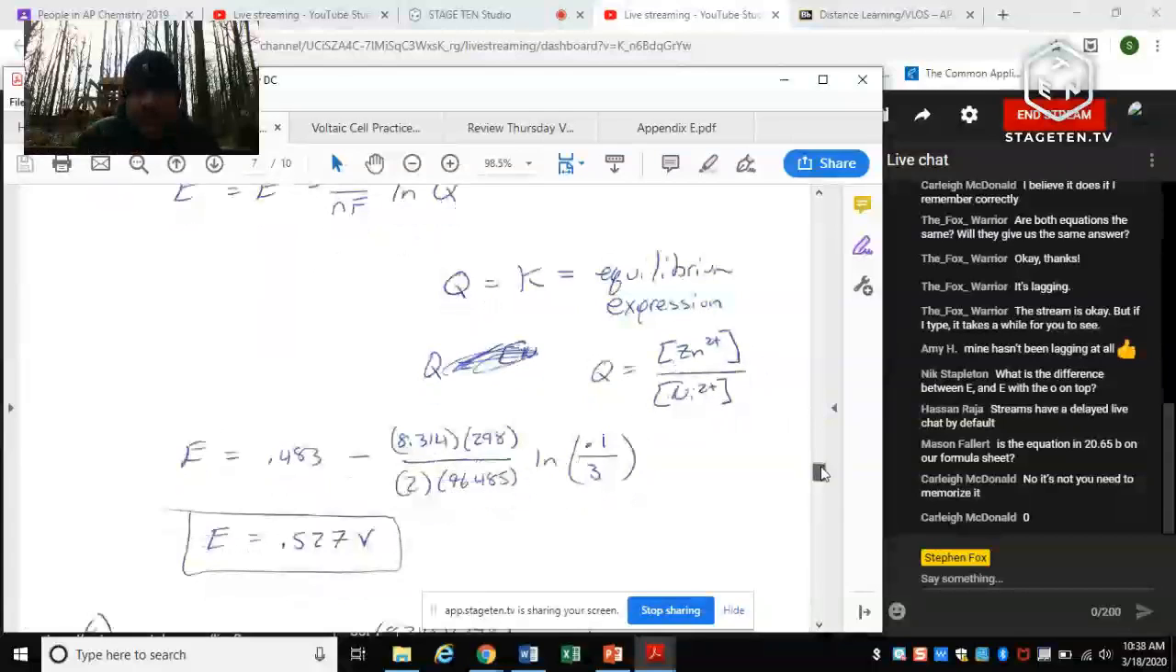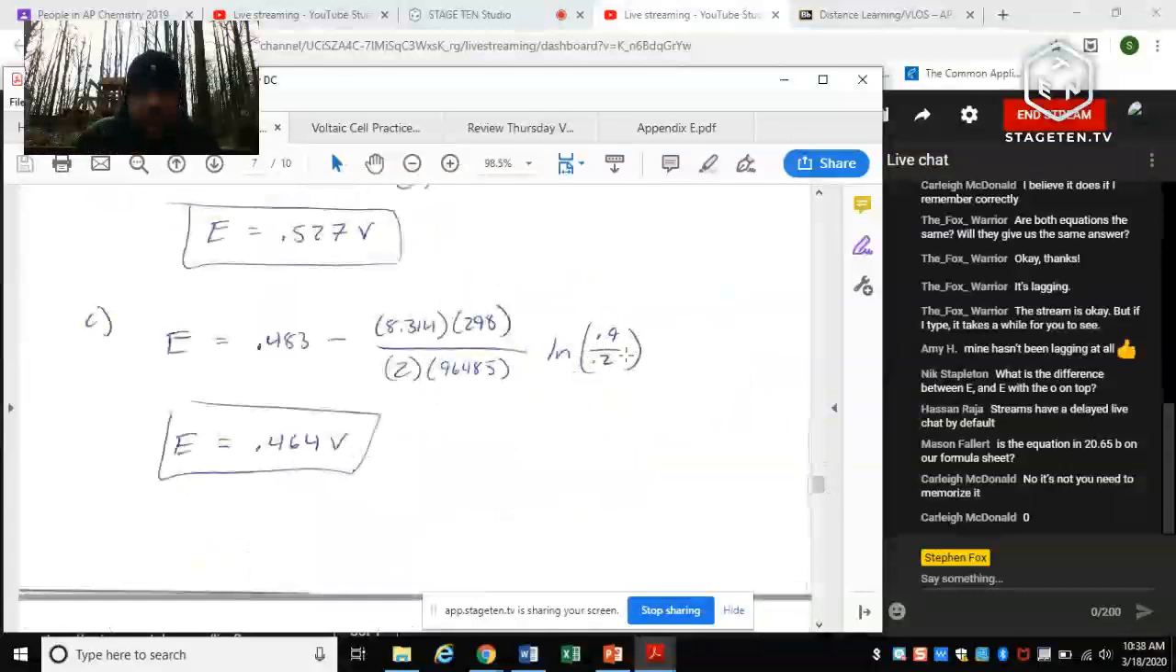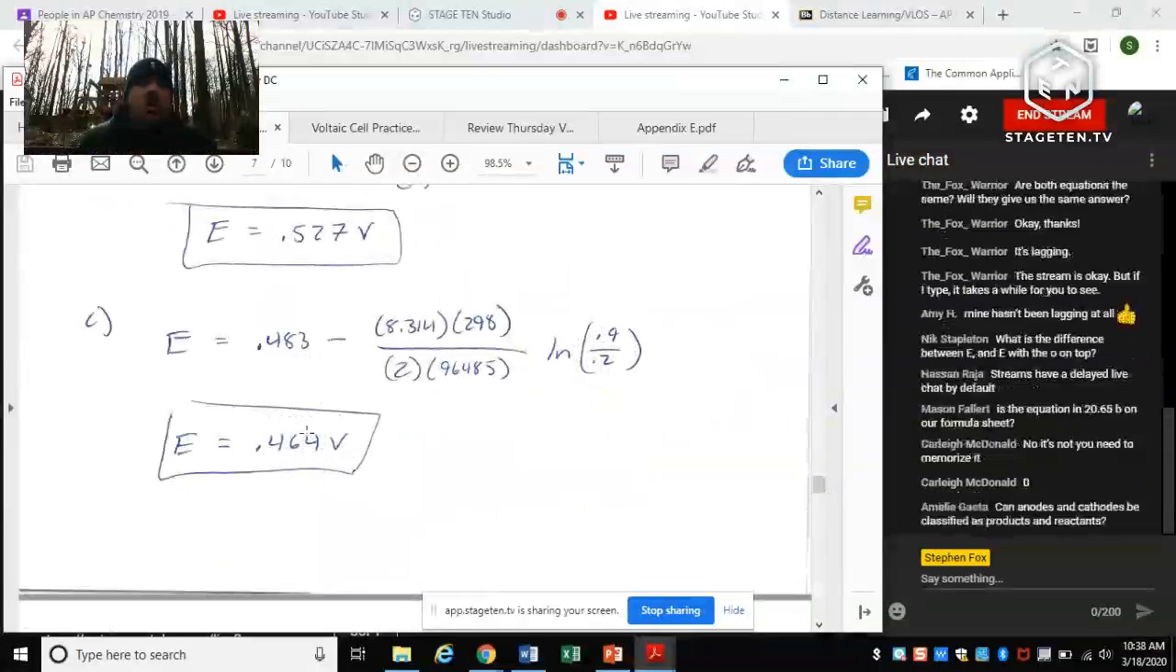But let's move forward. If you look at the next one, notice that Q is greater than 1, 0.9 over 0.2. So Q is greater than 1, and so the cell potential should end up being less than, and it ends up being less than, okay? So this is the actual value, but a lot of times, from now on, like on the AP exam, you're not going to actually have to calculate the actual value. You're just going to have to tell me if it's greater than or less than. So now you know if Q is greater than 1, the new cell potential is going to be less than the standard. Okay, does that make sense?